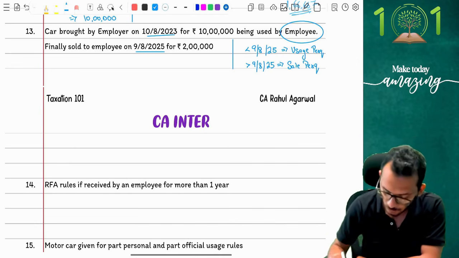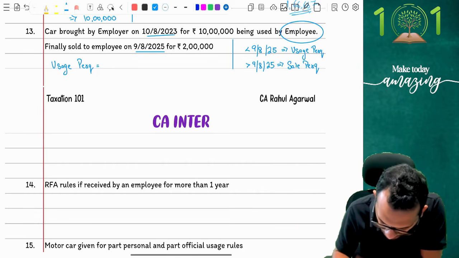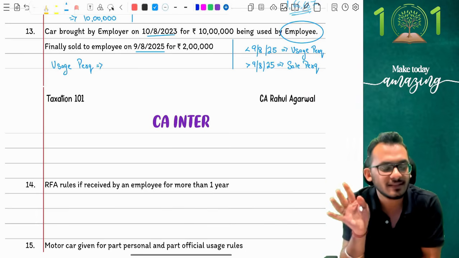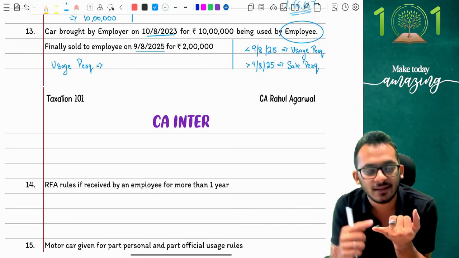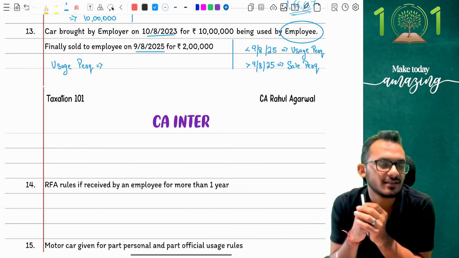First, let's calculate the usage perk. First I'm going to ask a very simple question. What is the usage of the asset? The asset was given by the employer to the employee. When an employee gets a motor car, you ask a very simple question. Is it for personal reason? Is it for official reason? Is it for part personal or part official reason? That is the question being asked.